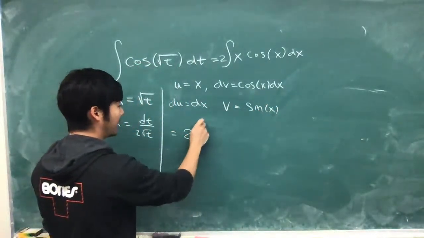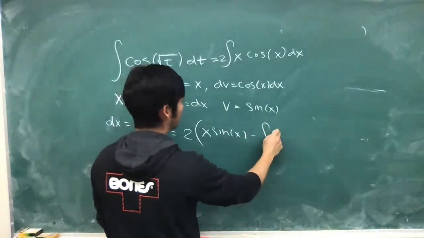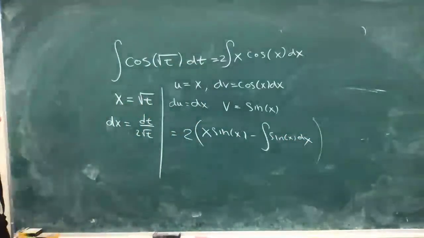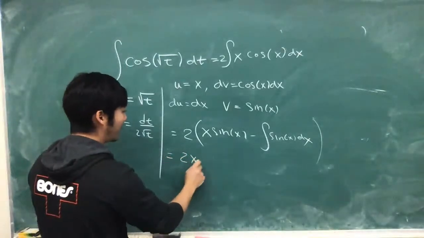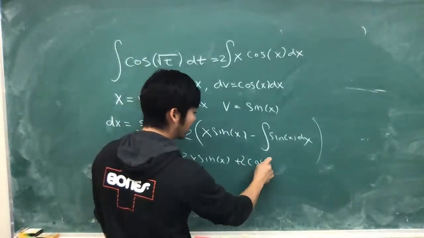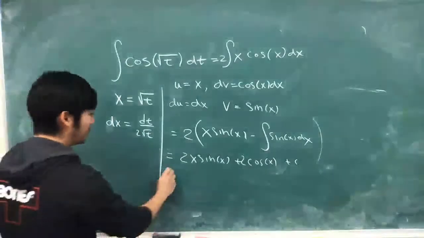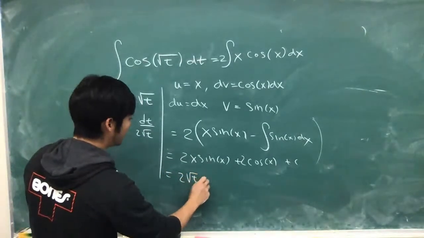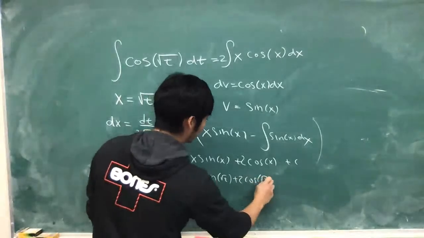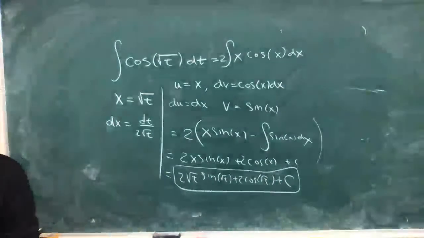So all of this is 2 times uv, which is x sine x, minus v du, which is sine of x dx. And so this is 2x sine x plus 2 times cosine of x plus c. But then x is root t, so this is 2 times root t sine root t plus 2 times cosine root t plus c. Okay?